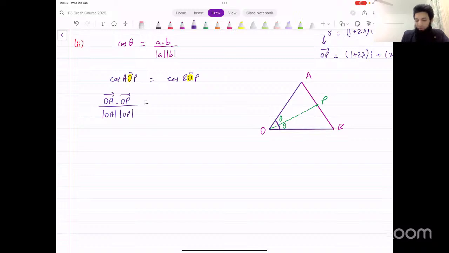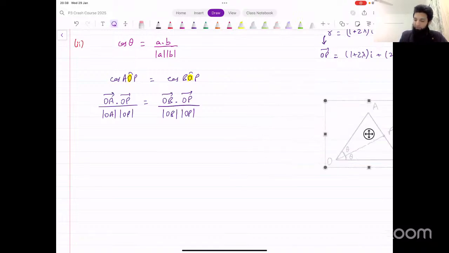For BOP, in the numerator, we could have the dot product of OB and OP, right? Both vectors starting from O. And in the denominator, we could have the magnitudes of OB and OP. This is what we want to do. Okay, now let's evaluate the dot products and the magnitudes and just input them in this equation then.